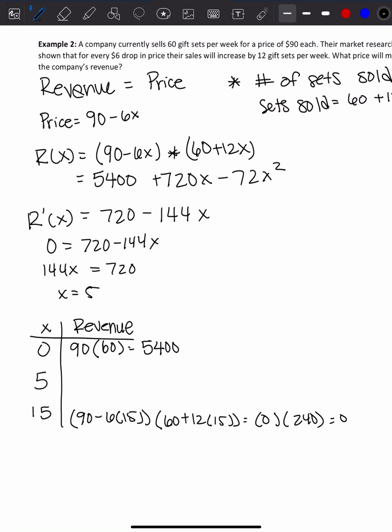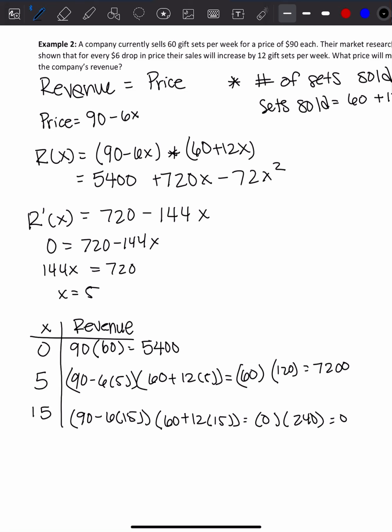So at 5, we want to know what's going on. So we have 90 minus 6 times 5 times 60 plus 12 times 5. Well, 6 times 5 is 30, so 90 minus 30 is 60 times 5 times 12 is 60, plus 60 is 120. So we have 60 times 120, which is 7,200. So 7,200 is the maximum revenue.